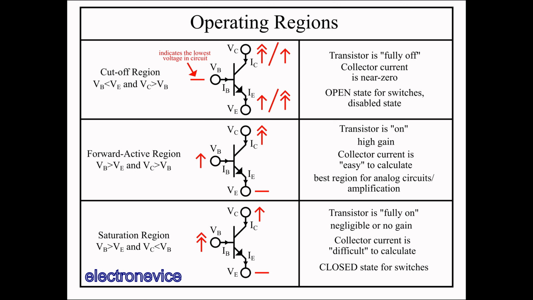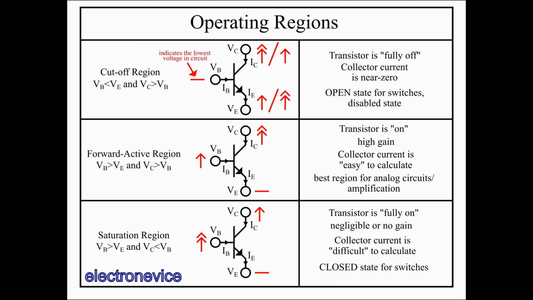In saturation, both the base-collector PN junction and the base-emitter PN junction are forward biased. There is very little gain available, and the collector current is much less straightforward to calculate. The collector-emitter voltage is very low, and so in some cases it can be thought of as a closed circuit or a short circuit state.